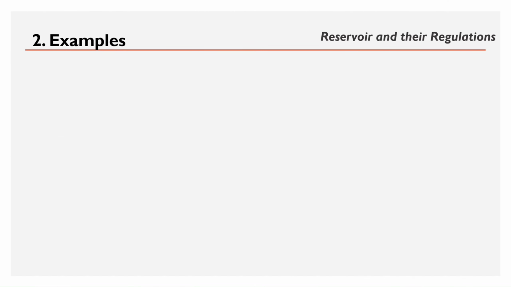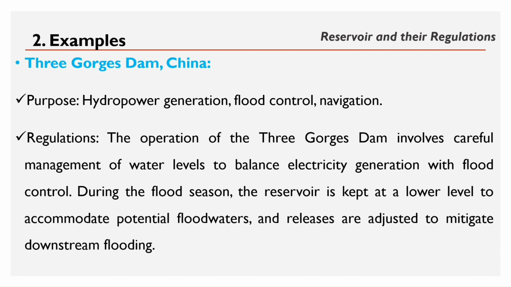Three Gorges Dam, China. Purpose: hydropower generation, flood control, navigation. Regulations: The operation of the Three Gorges Dam involves careful management of water levels to balance electricity generation with flood control. During the flood season, the reservoir is kept at a lower level to accommodate potential floodwaters, and releases are adjusted to mitigate downstream flooding.